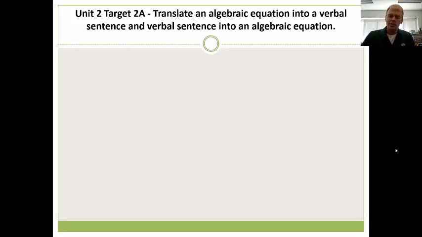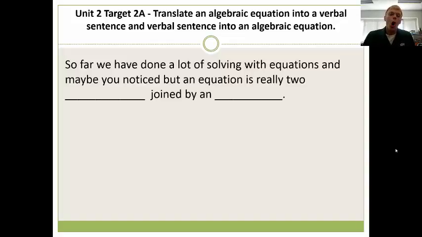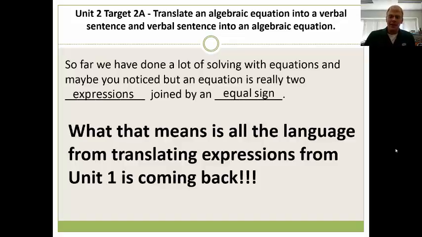And here's the good news. A lot of the stuff that we're going to be doing in this unit is not going to be about actually solving our equations. It's going to be about translating, about writing. And we've done some of this before, right? Because all an equation really is two expressions joined together by an equal sign. So all of the language that we learned about our expressions in Unit 1, we're going to be bringing that back when we talk about our language in equations.